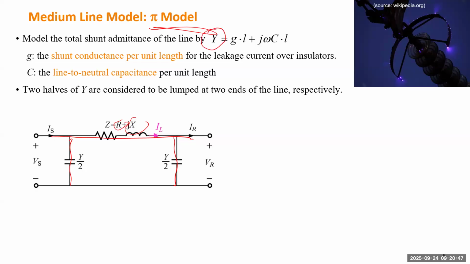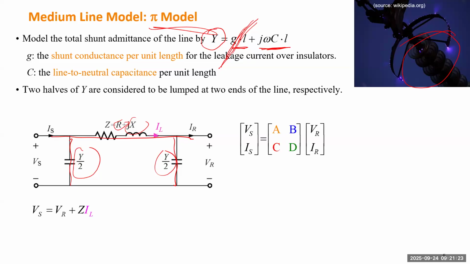So totally we have Y. The real part is conductance, which is caused by things such as the corona effect, the loss of energy at the insulator. Usually this part is very small, so most models just ignore it, but we do need to model the capacitance to the ground. So we just split that admittance into half. Because we're not sure which side is better to place the admittance, we split it into half. Then this will be the pi model.